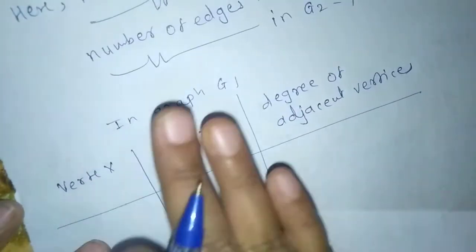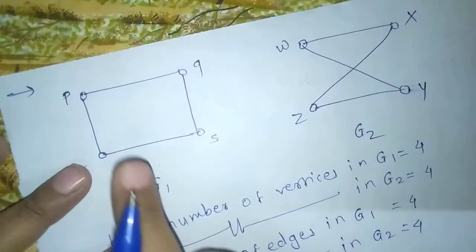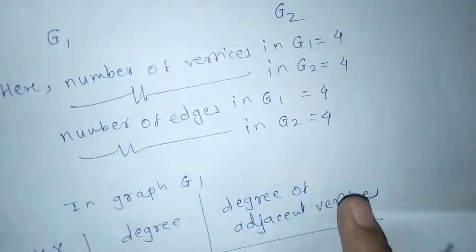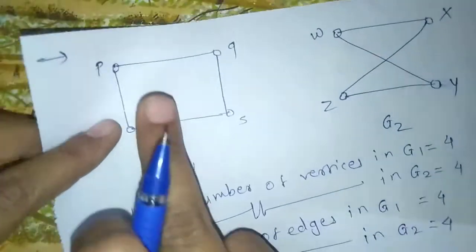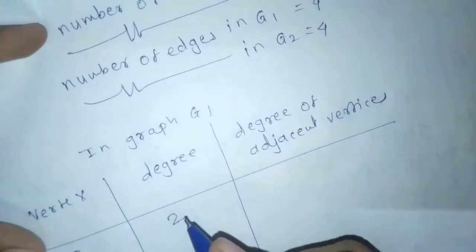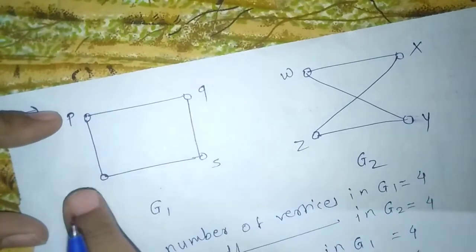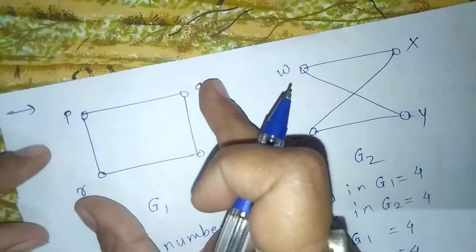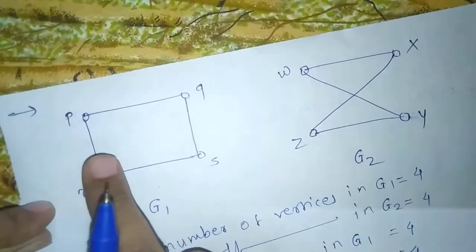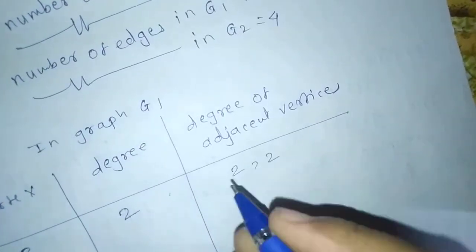First write down the vertices of G1: P, Q, R, S. Next, degree and degree of adjacent vertices. Degree of P is nothing but 2. And the adjacent vertices of P are nothing but Q and R, and the degrees of these two vertices are 2, degree of Q is 2 and degree of R is also 2. So degree of adjacent vertices is 2, 2.